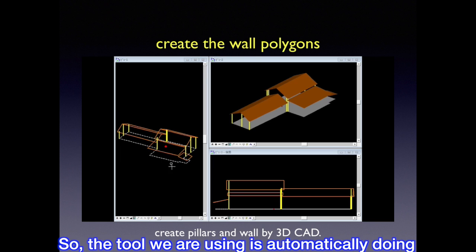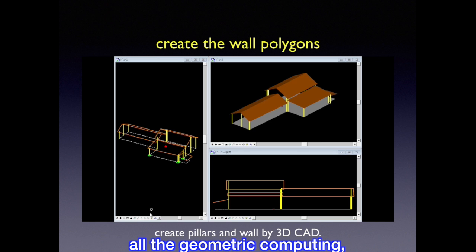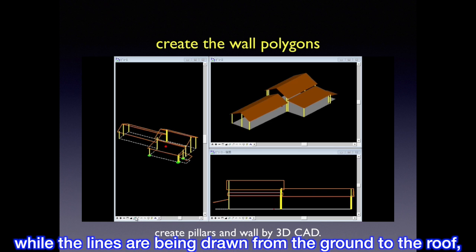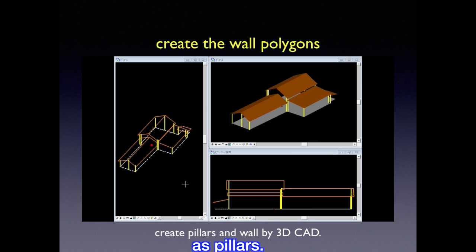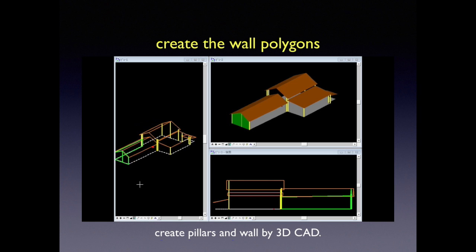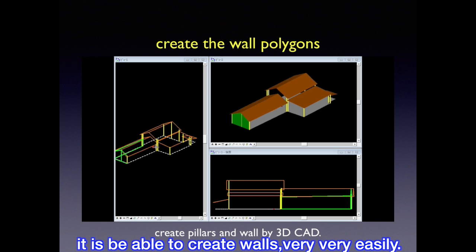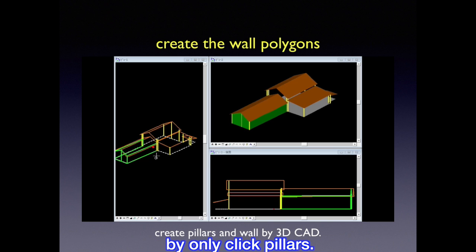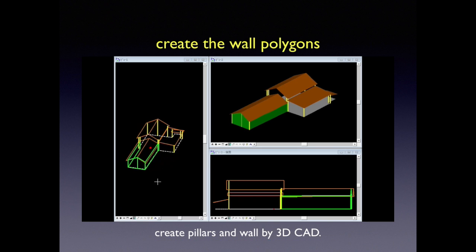The tool we are using automatically does all the geometric computing, while the lines are being drawn from the ground to the roof as pillars. Nice. So now, making wall polygons. You are able to create walls very easily by only clicking pillars like this.